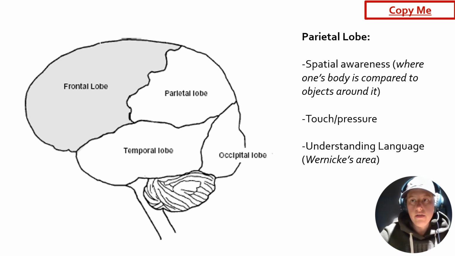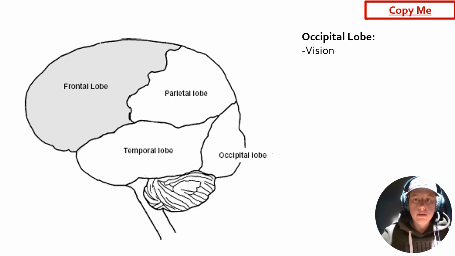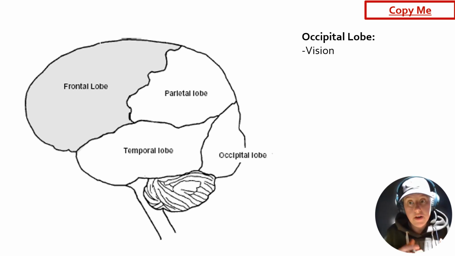Then we have the occipital lobe. So the occipital lobe is in the back, and this is involved in vision, so sight interpretation.